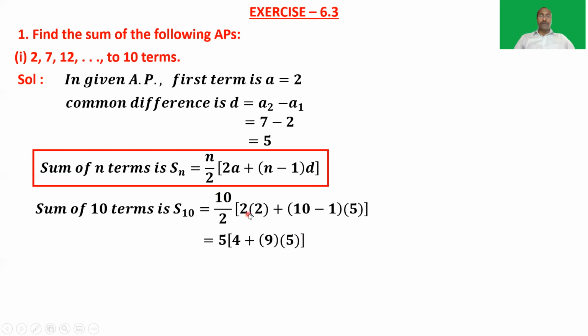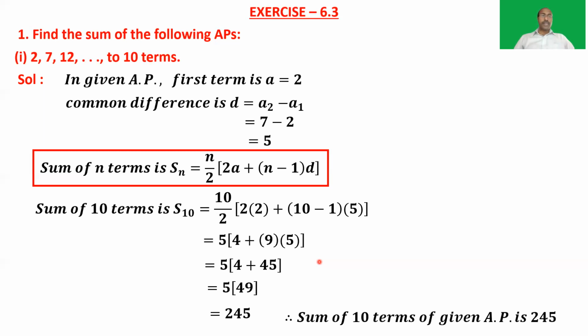That is, 10 by 2 is 5, 2 into 2 is 4, 10 minus 1 is 9 into 5, that is 45. So 5 into (4 plus 45), and 4 plus 45 is 49, and the sum of 10 terms is 5 into 49, that is 245. Therefore, the sum of 10 terms of the given progression is 245.